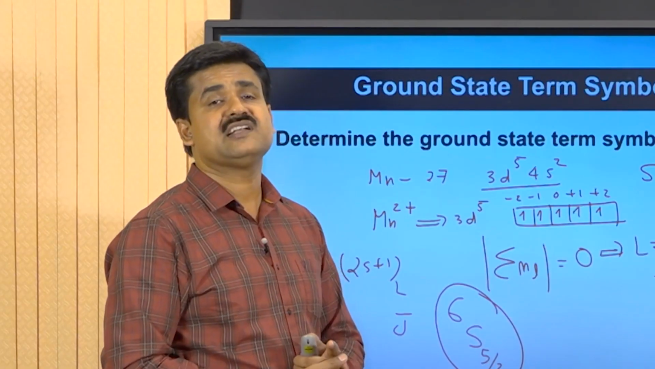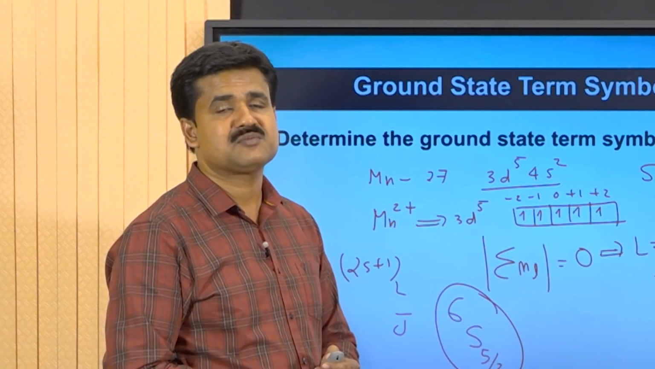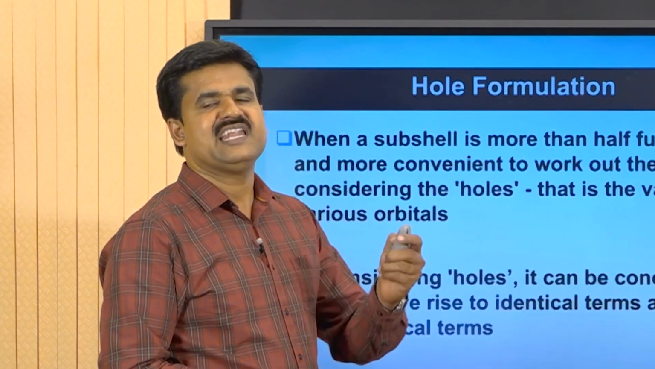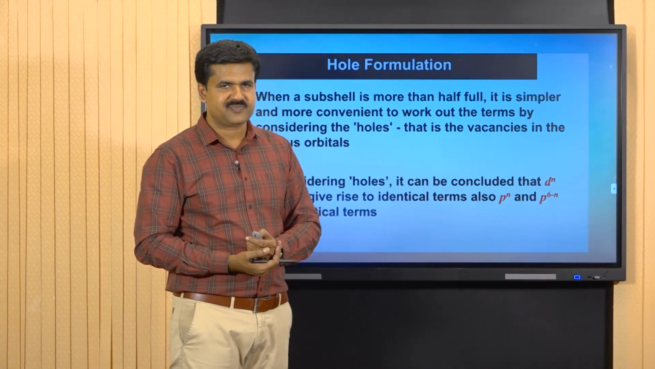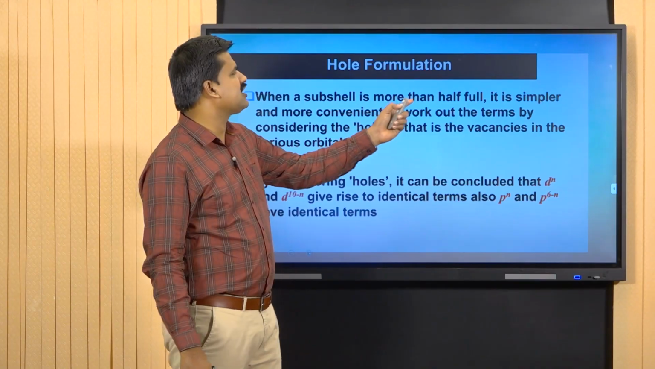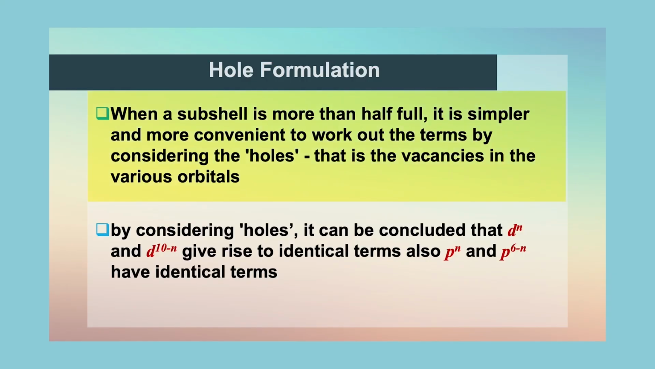That is all about the determination of the ground state term symbol through examples. Next part, hole formulation or hole formalism. When a subshell is more than half full, it is simpler and more convenient to work out the terms by considering the holes. Holes means deficiency of electrons, that is the vacancy of electrons in various orbitals.